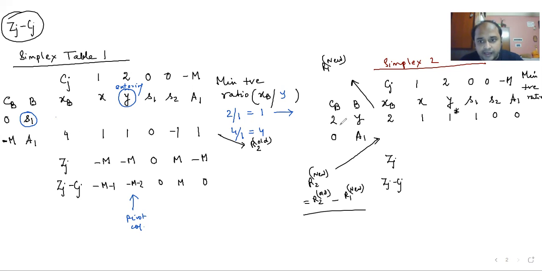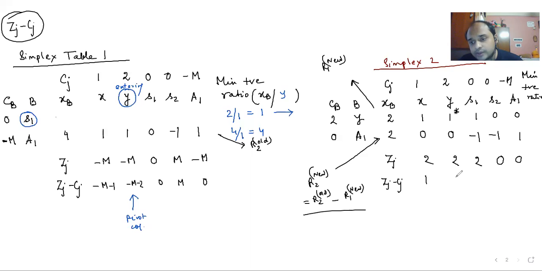So we get 4 minus 2, that is 2, 1 minus 1, that is 0, 1 minus 1, that is 0, 0 minus 1, that is minus 1, minus 1 minus 0, that is minus 1, and 1 minus 0, that is 1. Okay. Then again, I'm going to multiply and find out the elements of Zj. So we get 2 into 1 plus 0 into 0, that is 2. 2 into 1 plus 0 into 0, that is 2. 2 into 1 plus 0 into minus 1, that is 2. 2 into 0 plus 0 into minus 1, that is 0. 2 into 0 plus 0 into 1, that is 0. And Zj minus Cj will be 2 minus 1, that is 1.